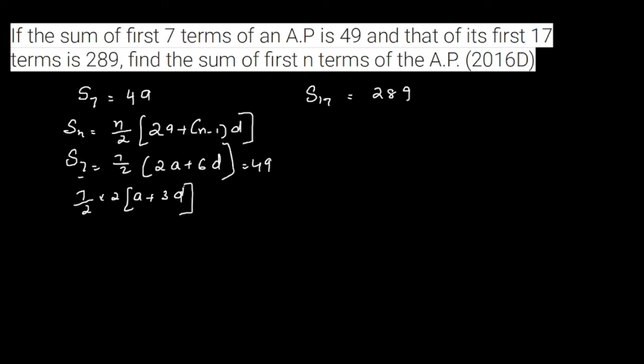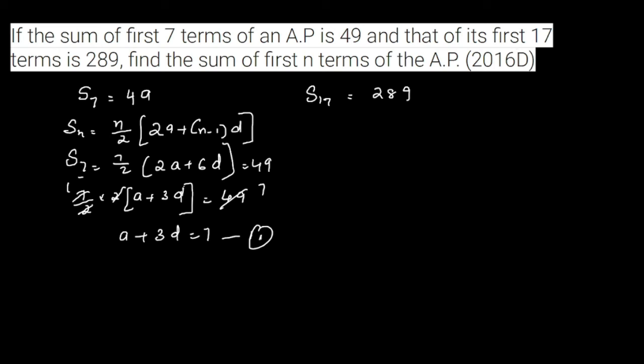2 we have taken outside, so inside the bracket you will get a plus 3d, that is equal to 49. Now 2 and 2 get cancelled. Now on the left hand side 7 and on the right hand side 49. So 7 goes into 49 7 times, right? So a plus 3d is equal to 7. That is the first equation.